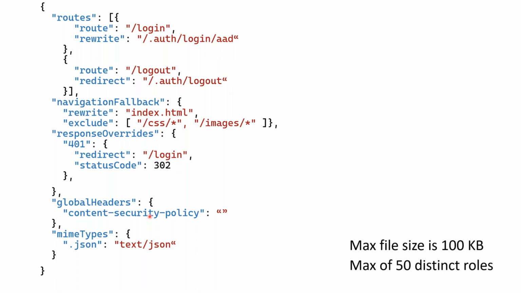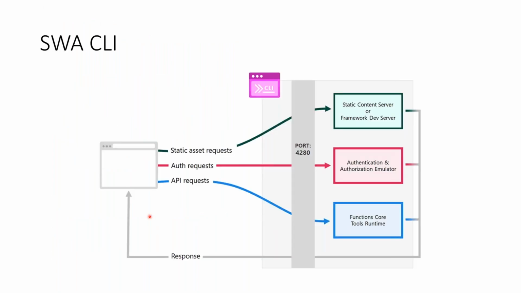Well, they actually thought about that one as well, and not too long ago, the Static Web Apps CLI was made generally available. So you can run the CLI locally. You can completely specify if you want to take a static content server or the framework development server. Do you want to use authentication and authorization based on your configuration file? Where are the APIs that you would like to run, and how do you want to integrate them?